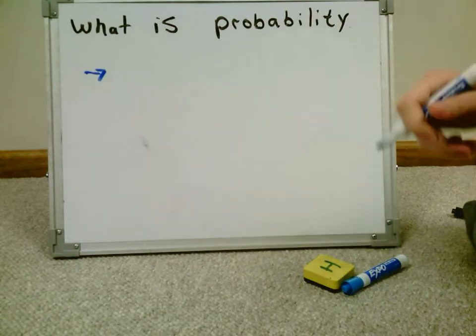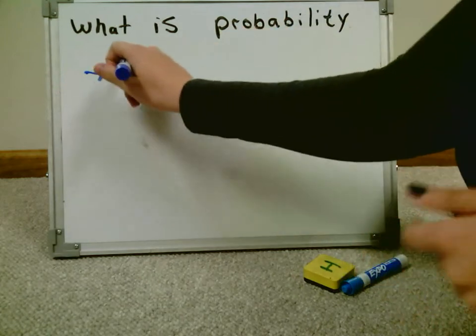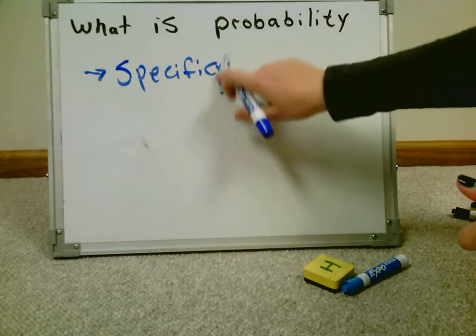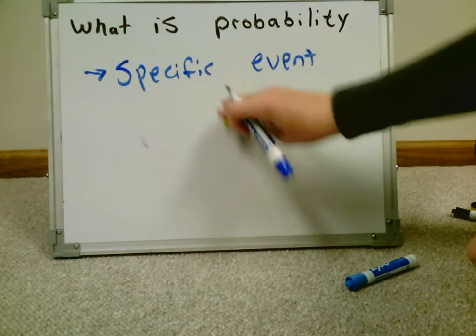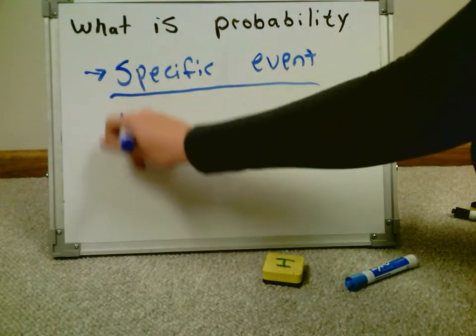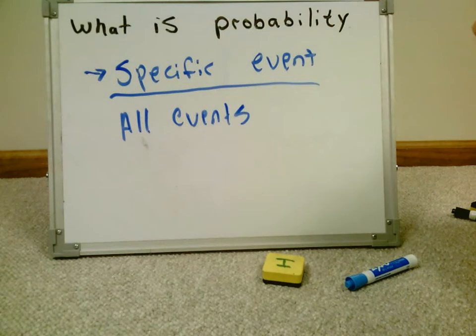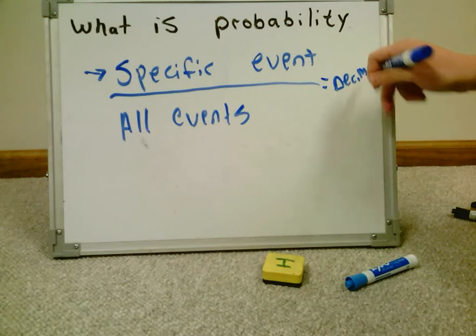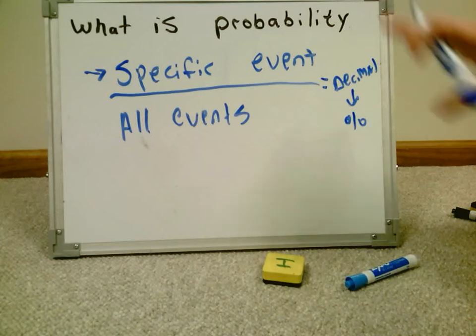You have a specific event on the top and all possible events on the bottom. That's how probability always works. Now this is going to give you a decimal, and I just want to remind you of that because once you have a decimal, you'll want to convert it to a percentage. So just keep that in mind. But that's basically what a probability looks like.